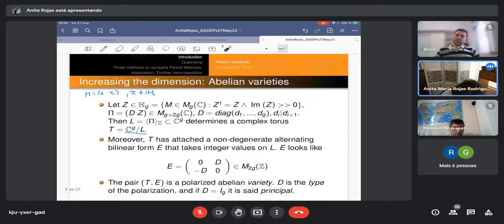Let me put names here. This is called the period matrix, and this is called the Riemann matrix.